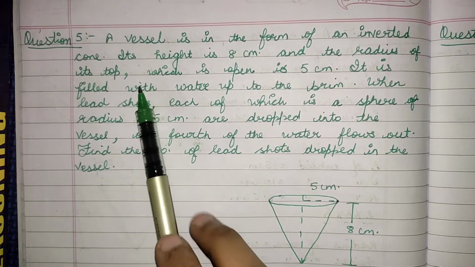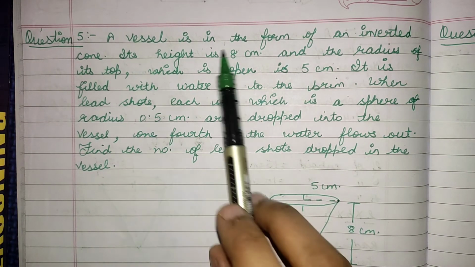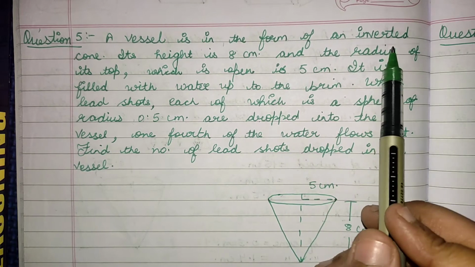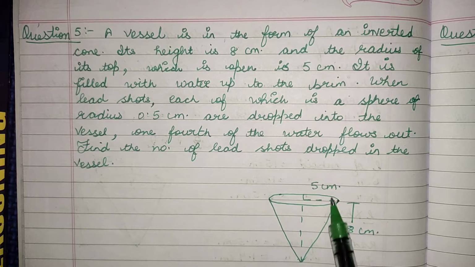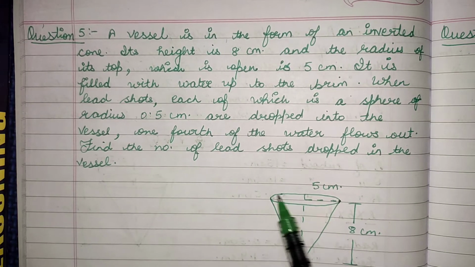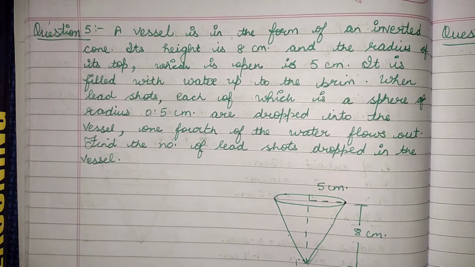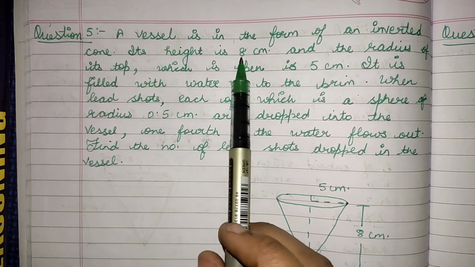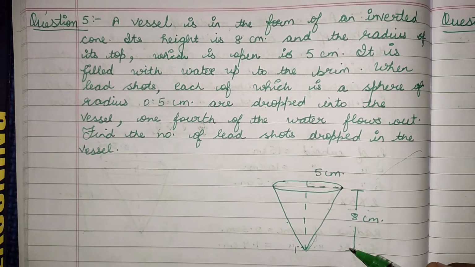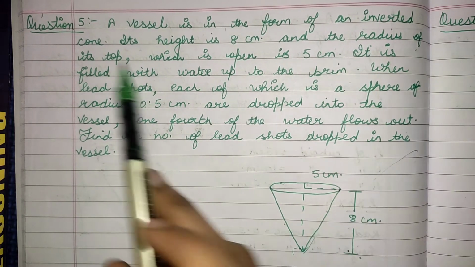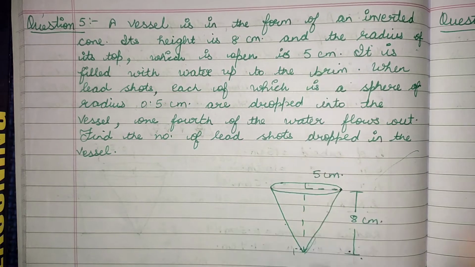So let us start the fifth question of exercise 13.2. The question says that a vessel is in the form of an inverted cone. It doesn't matter if it is in the form of an inverted cone, the formula to find out the volume of the cone is going to be the same. Then its height is 8 centimeter, and the radius of its top, which is open, is 5 centimeter.